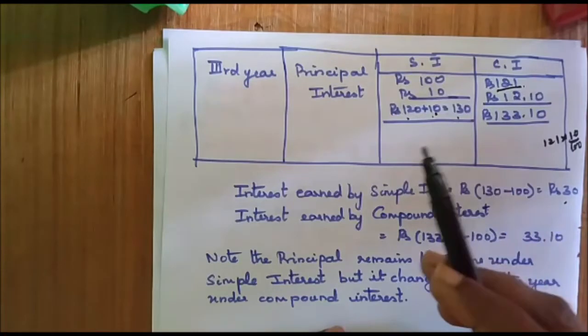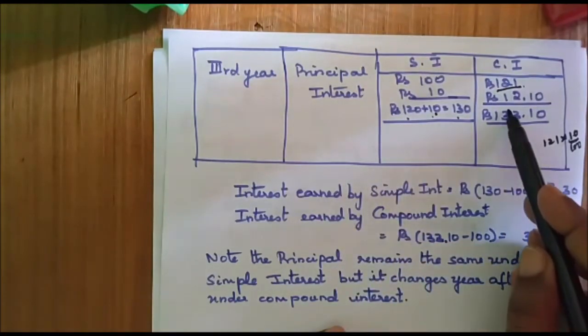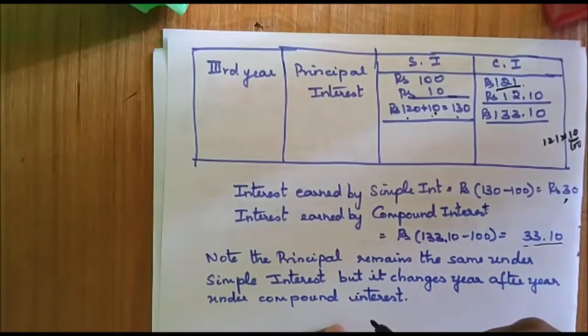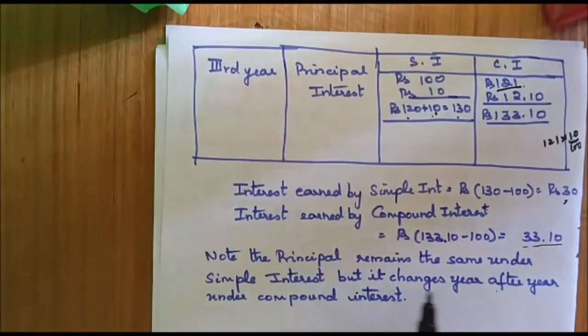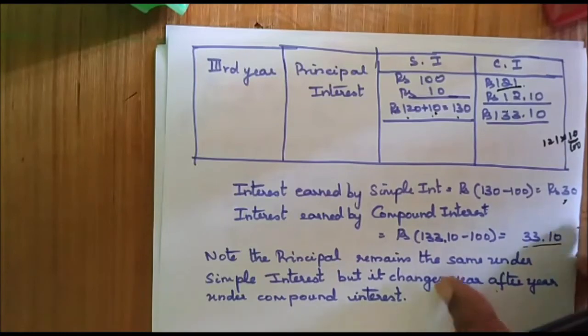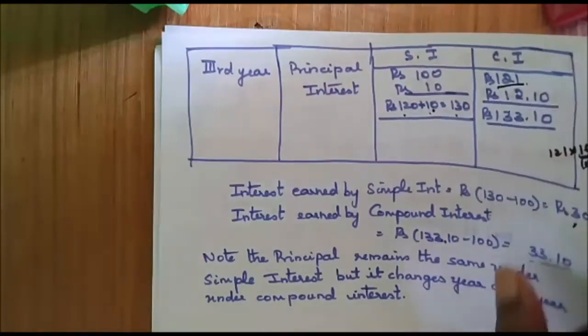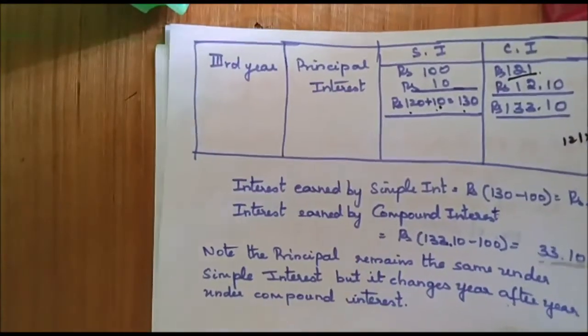10, 10, 10 we paid for 3 years, so it became 30. Whereas in the case of compound interest, it has added up to 33 rupees 10 paise. Note, the principal remains the same under simple interest, but it changes year after year under compound interest. I hope you understood this.